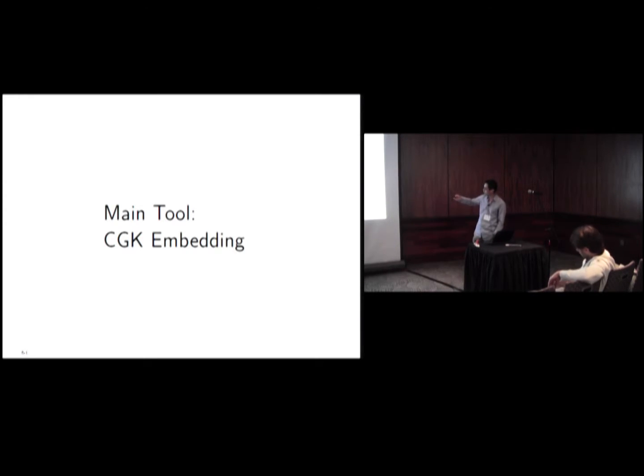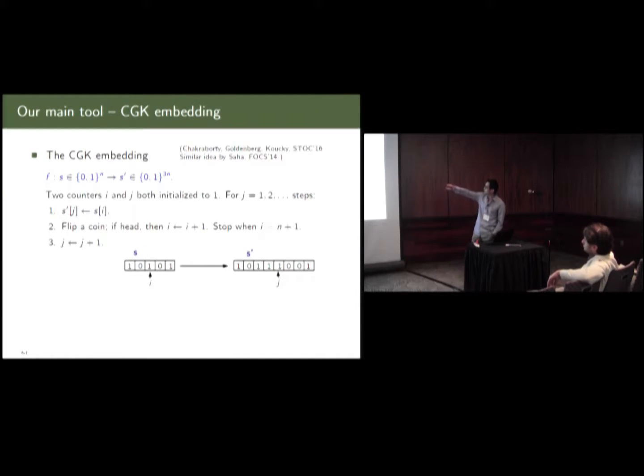We named it the CGK embedding. This is a scheme proposed by Chakrabarty, Goldenberg, and Kociumaka fairly recently, and a similar idea was also proposed by Saha. This embedding is a mapping from n-bit strings to 3n-bit strings. It's fairly simple. We maintain two counters, i and j. i is for the input string, j is for the output string. We proceed by steps.